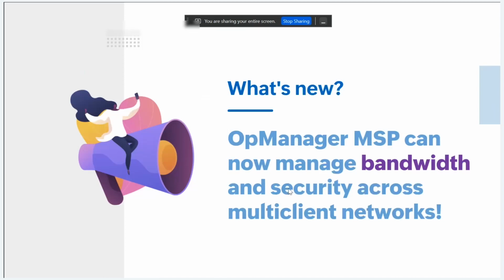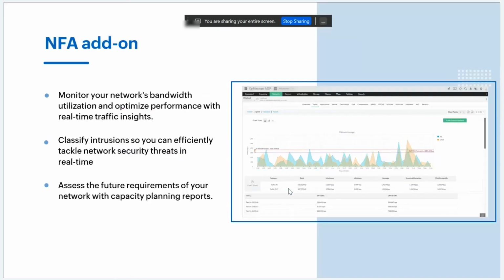What is new? OpManager MSP can now manage bandwidth and security across multi-client networks. With the NFA add-on, you can monitor your network's bandwidth utilization and optimize performance with real-time traffic insights. You can classify intrusions so you can effectively tackle network security threats in real time. Assess the future requirements for your network with capacity planning reports.